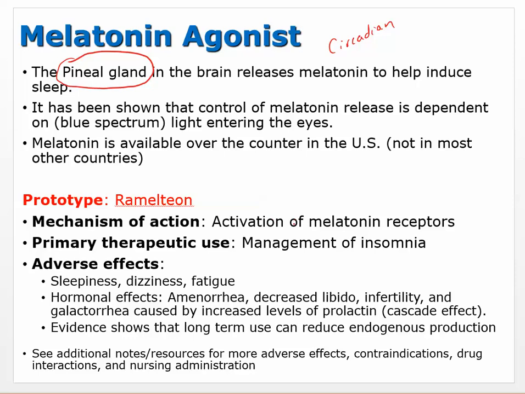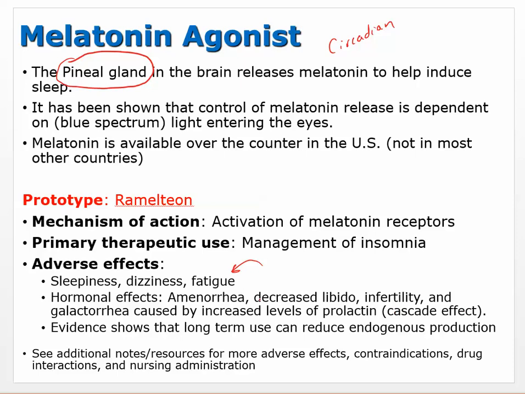The prototype drug is Ramelteon, from melatonin. And the mechanism of action, it's an agonist, so it activates melatonin receptors. And the primary therapeutic use is to manage insomnia. So adverse effects: sleepiness, dizziness, fatigue. That shouldn't be any surprise, because that's also kind of the therapeutic effect. You want to sleep. However, it can have some hormonal effects. The hormonal effects listed are amenorrhea, decreased libido, infertility, galactorrhea, caused by increased levels of prolactin.